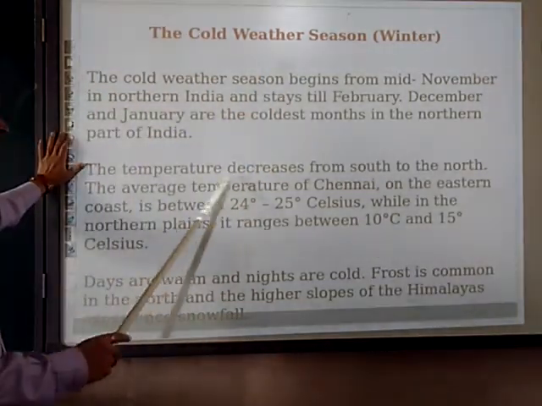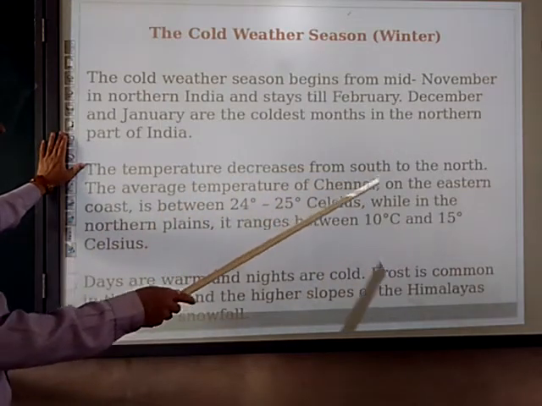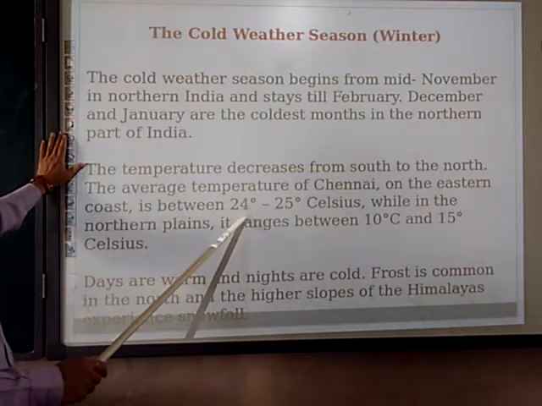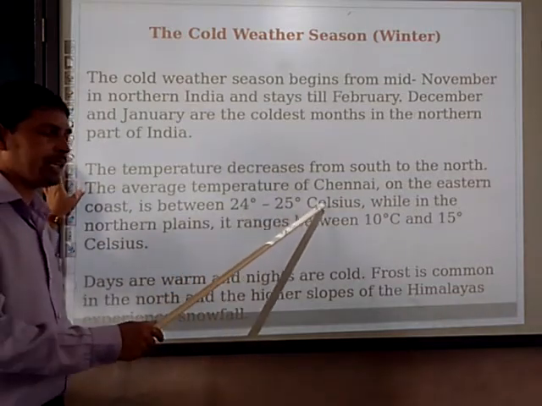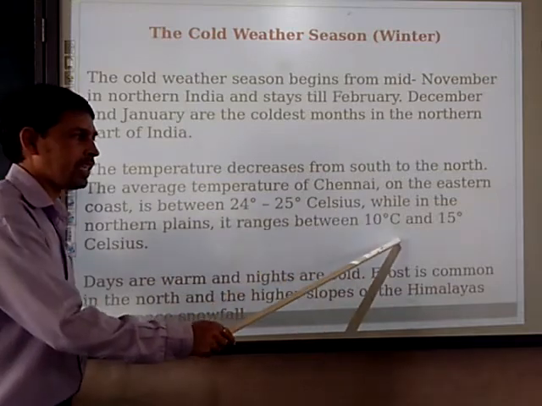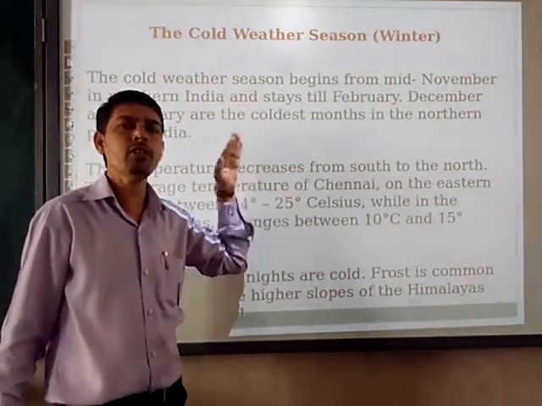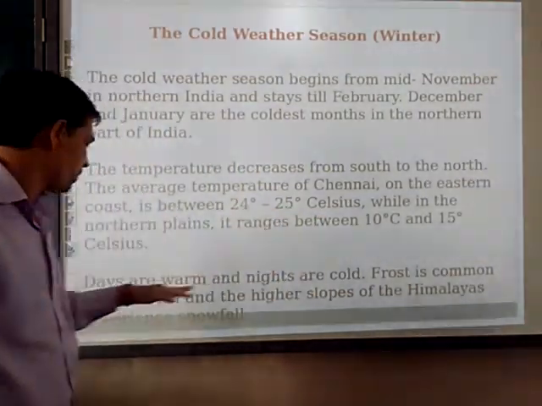Next, the temperature decreases from the south to the north, and the average temperature on the eastern coast is between 24 degrees and 25 degrees Celsius, while in the northern plain, it ranges between 10 degrees Celsius and 15 degrees Celsius. So the northern parts are too cold, right?